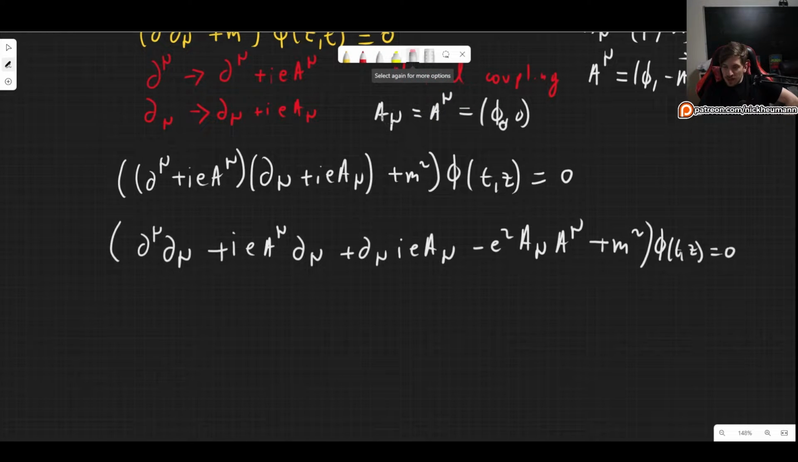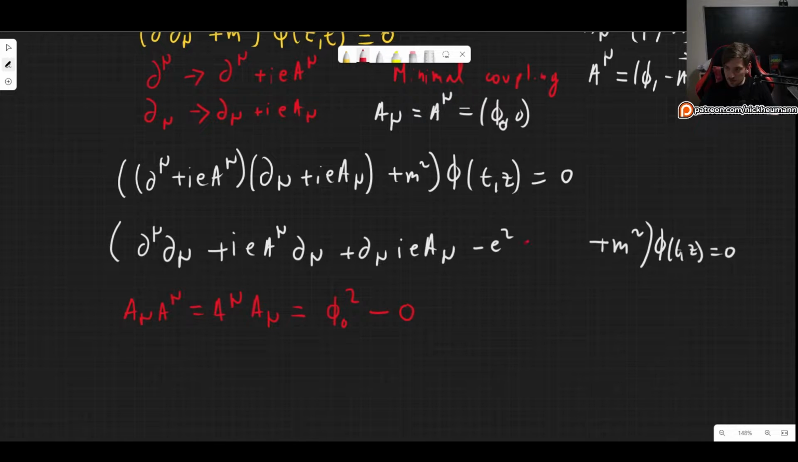So what is a mu? A mu, which is of course the same as a mu. So that is going to be the first term squared, which is phi 0 squared, minus the other terms. But the other terms are 0, so it doesn't matter. Okay, so that is what we can plug in here. So this thing right there is phi 0 squared.